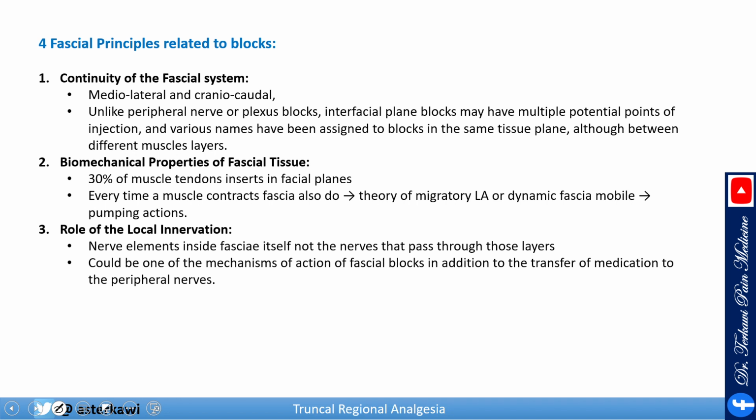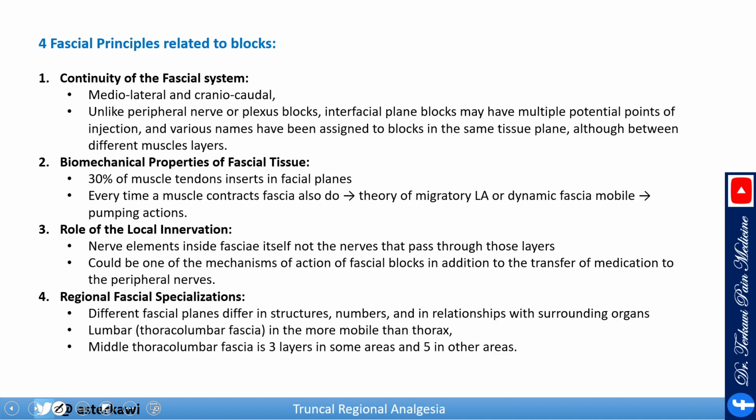Three, the role of local innervation. Nerve elements inside the fasciae itself, not the nerves that pass through these layers, could be one of the mechanisms of action of fascial block, in addition to the transfer of medication to peripheral nerves. Finally, regional fascial specialization. Different fascial planes differ in structure, membrane, and relationship with surrounding organs.